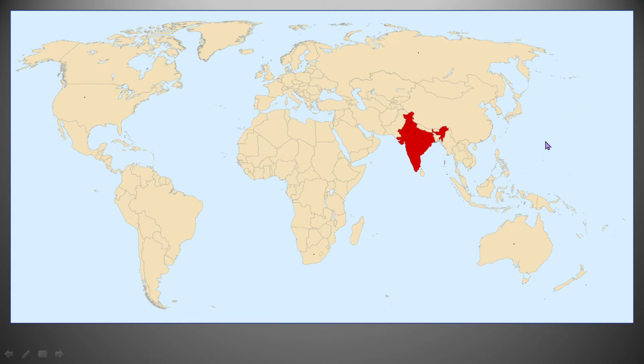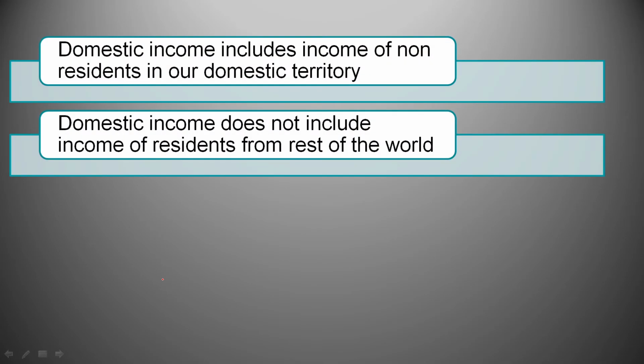Domestic territory is a place within which persons, goods, and capital can circulate freely. It's administered by our government. So I hope you understood what domestic territory is. Next, let us look at domestic income.